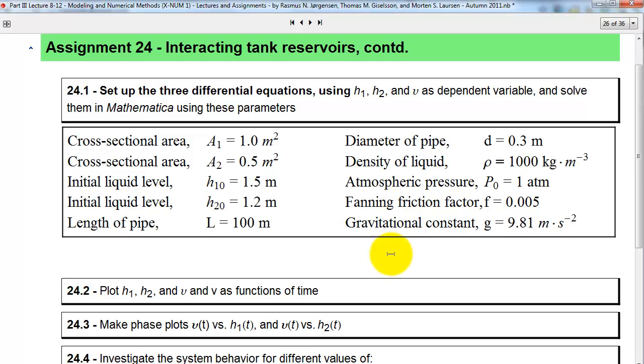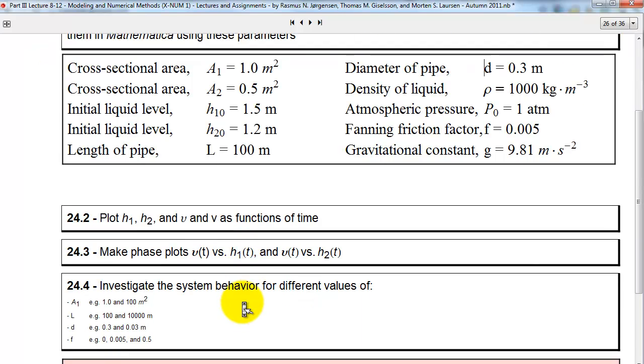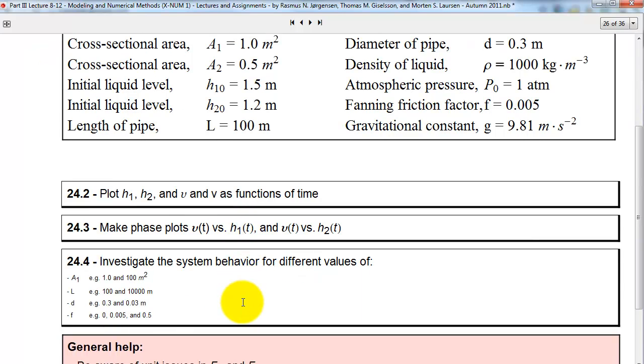And you have the fanning factor, friction factor you need to include in the system. So now you just have to plot these two and the relation between them. And you have to do that for different starting values or values of the system.